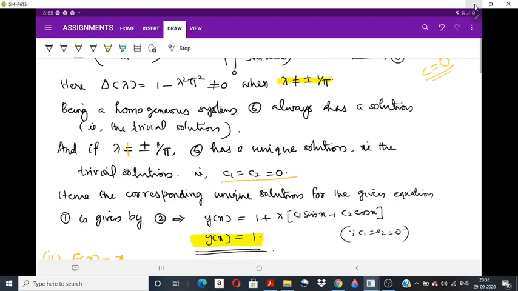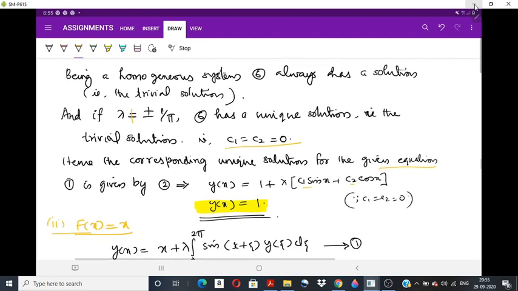Hence the corresponding unique solution of the given equation is given by y of x equals 1 plus lambda into C1 sin x plus C2 cos x, which will become 0 since C1 and C2 are 0. Therefore, the possible solution is y of x equals 1.